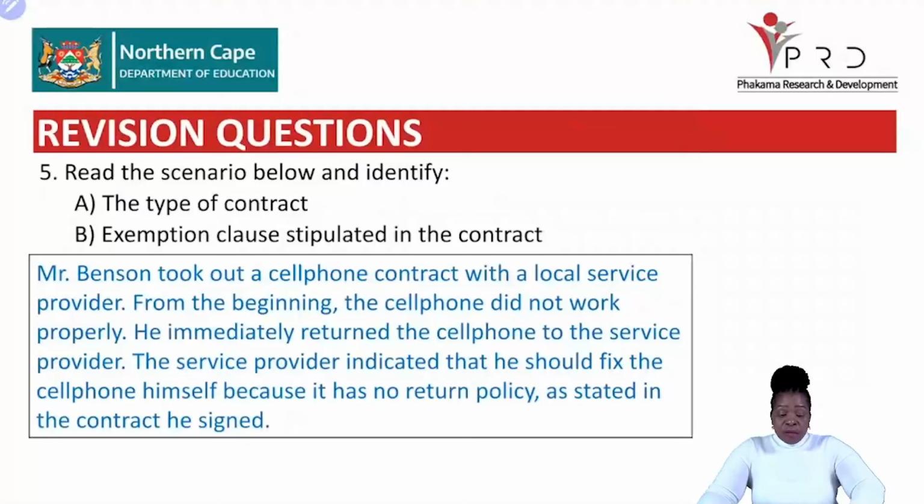We go on to more revision questions. Right, we go to number 5, says, read the scenario below and identify the type of contract, that's A, and B, the exemption clause stipulated in the contract.